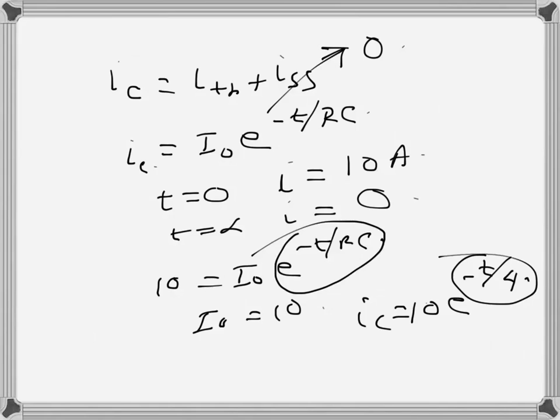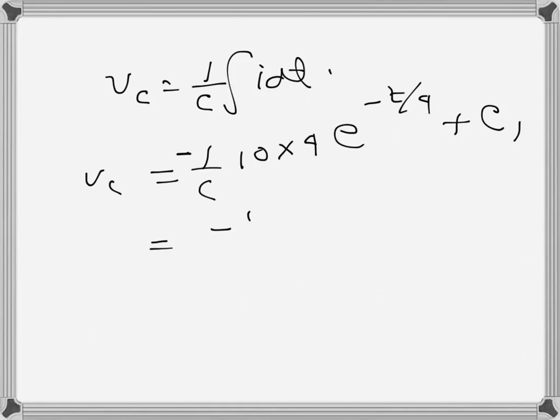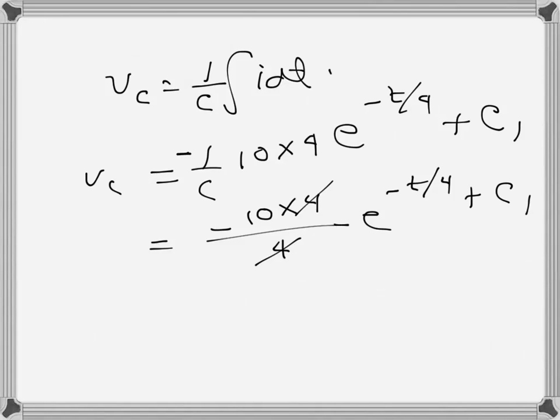This is a decaying current; the capacitive current will decay at this rate, and the capacitive voltage VC is 1 over C integral of I dt. So that is 1 over C, and the integration will be 10, the negative here, and the 4 will come here, e to the power minus t over 4, plus the integration constant C1. So VC is minus 10 into 4, and the capacitor is 4, so e to the power minus t over 4, and then C1.